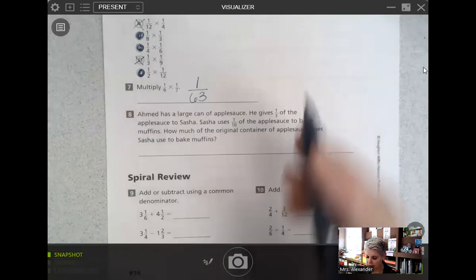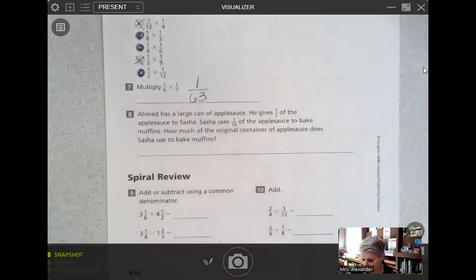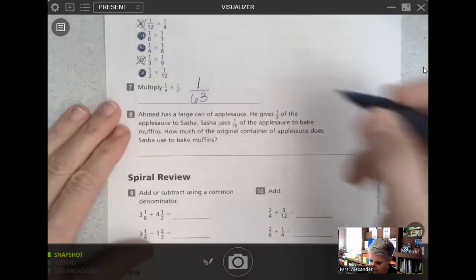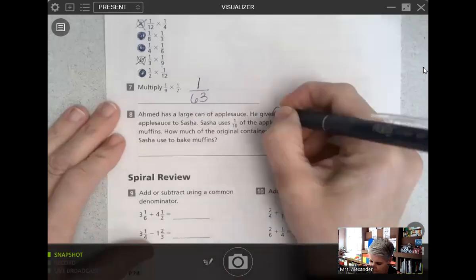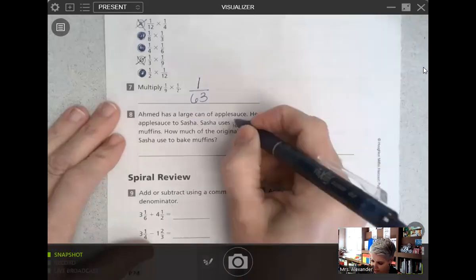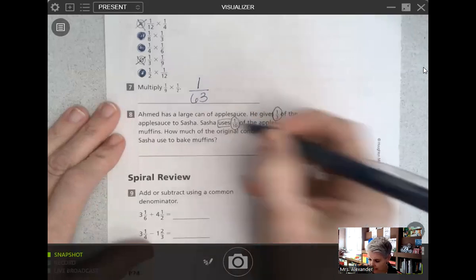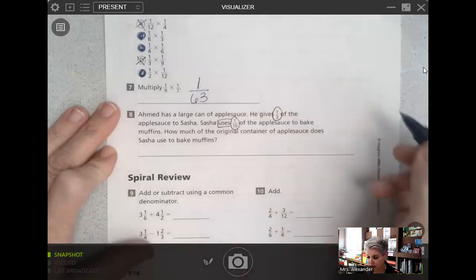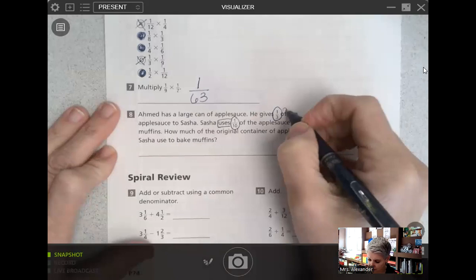So Ahmed has a large can of applesauce. He gives 1/3 of the applesauce to Sasha. Sasha uses 1/10 of the applesauce to bake muffins. How much of the original container of applesauce does Sasha use to bake muffins? So he gives 1/3 to Sasha. She uses 1/10 of that 1/3. So here is our "of."